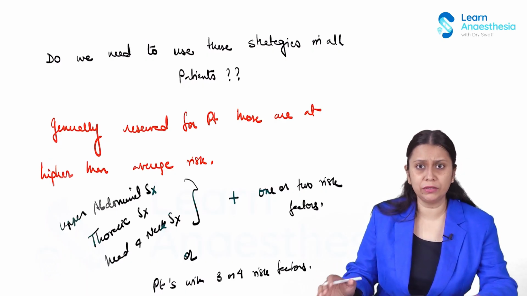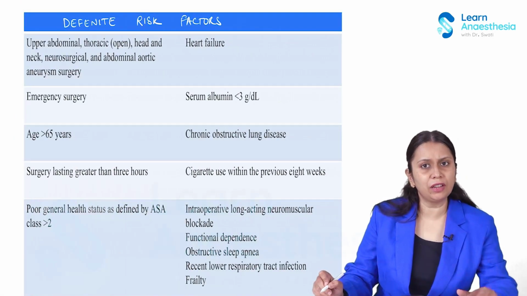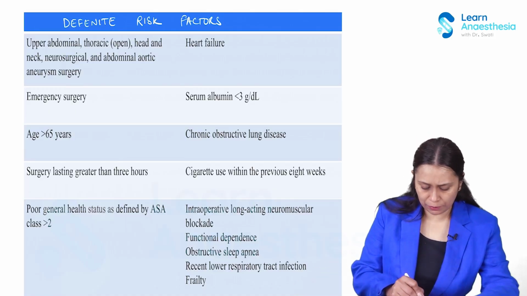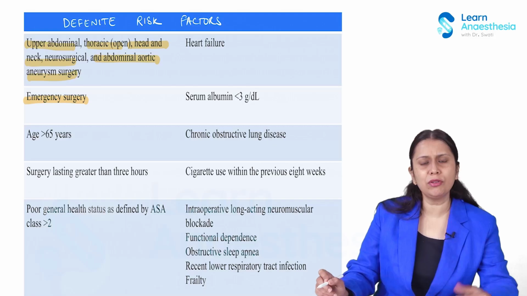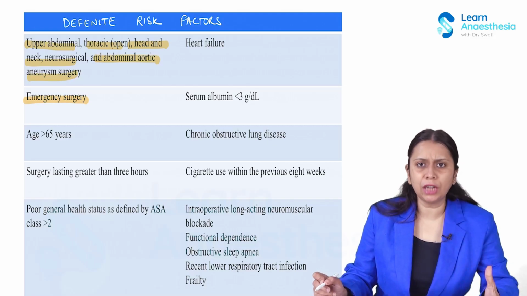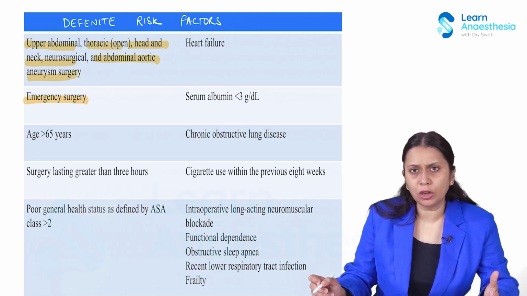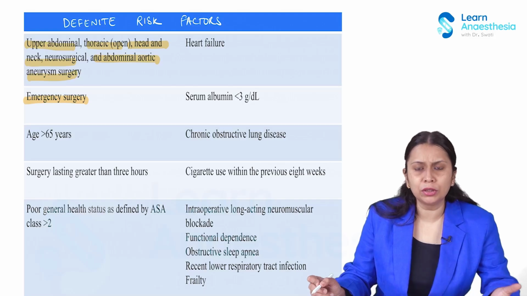So what are the risk factors? We need to know the risk factors also, right? So the definite risk factors for developing post-op pulmonary complication. Your patient posted, as I already said, for upper abdominal, thoracic, head and neck, neurosurgical and abdominal aortic aneurysm surgery. Then patients posted for emergency surgery, because in emergency surgery we don't have enough time to optimize the patient. So if patients are posted for emergency surgeries, a lot of lung conditions can also be unoptimized and they are at a high risk of developing post-op pulmonary complications. So we need to deploy whatever strategies we can to prevent this.